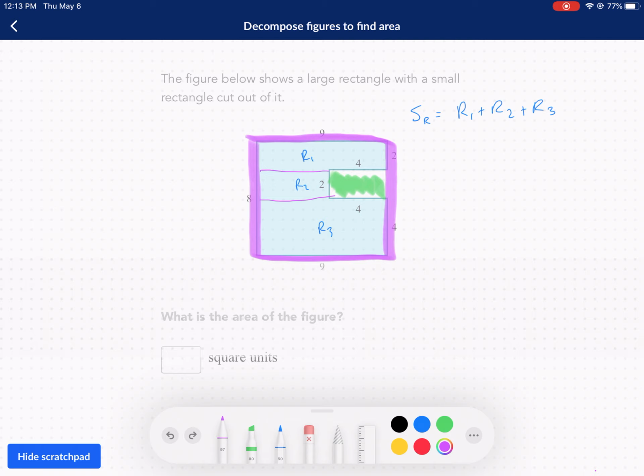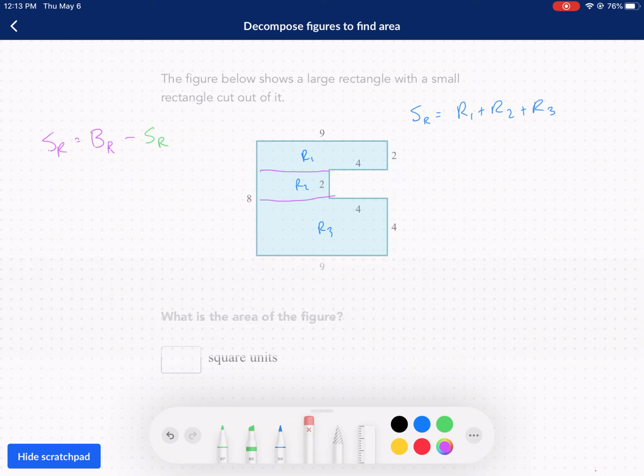Okay, hold on, let's go. Shaded region equals the big region. We'll call that big rectangle. So big R, BR, minus the small rectangle, and that will also give you the shaded region. I'm going to show you both ways real quick, just so you are familiar with both methods. Let's go to the first method.